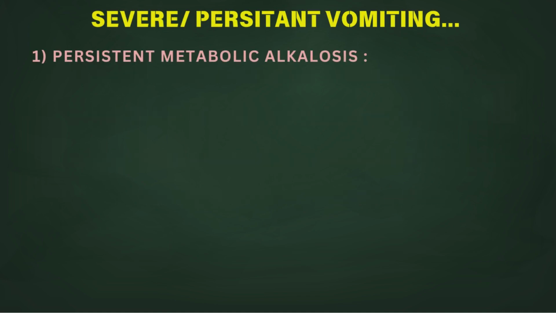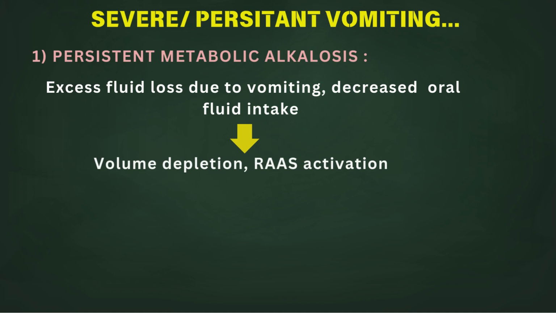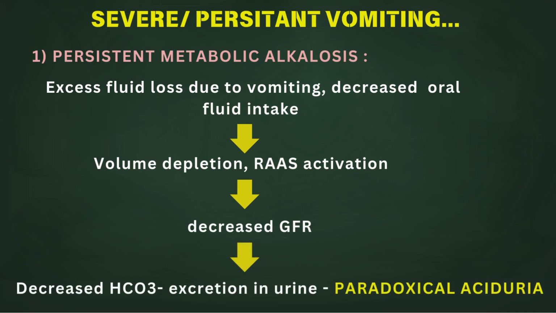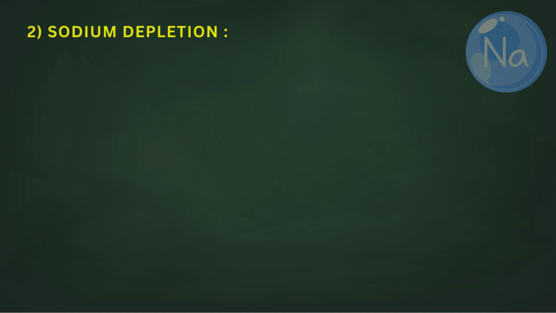In case of severe persistent vomiting, there is significant dehydration, which in combination with decreased oral intake due to vomiting leads to intravascular volume depletion. This will lead to decreased glomerular filtration rate, that is the GFR, which in turn leads to decreased excretion of the bicarbonate load in the urine. So whatever extra bicarbonate load was present is not being excreted, leading to persistence of metabolic alkalosis. Sodium depletion from the body is again an important event which leads to persistence and worsening of the metabolic alkalosis.